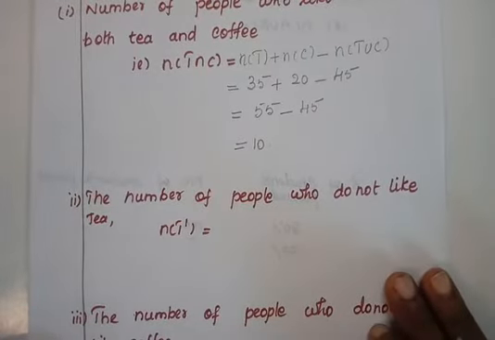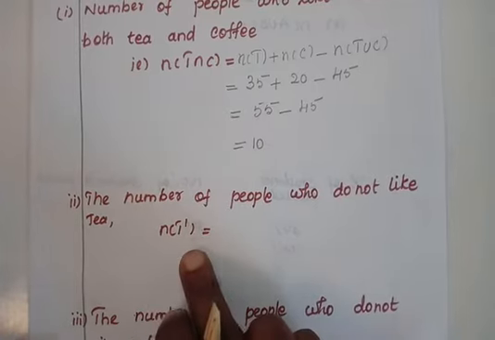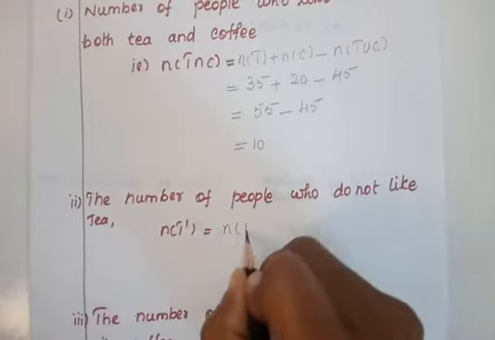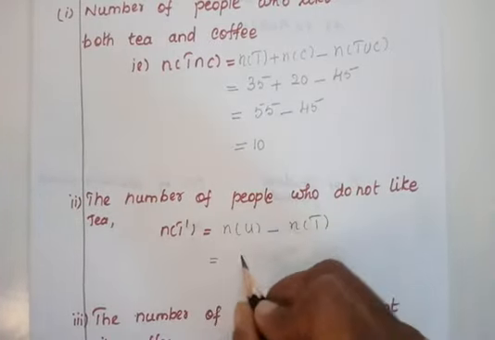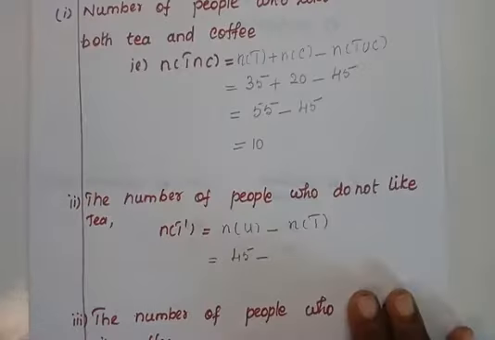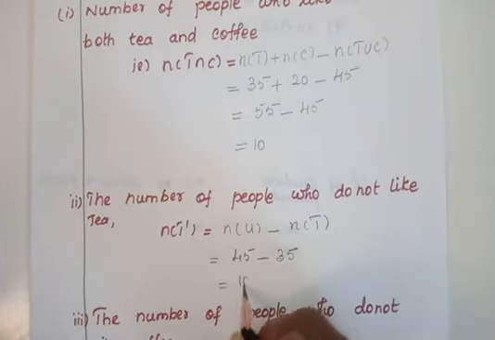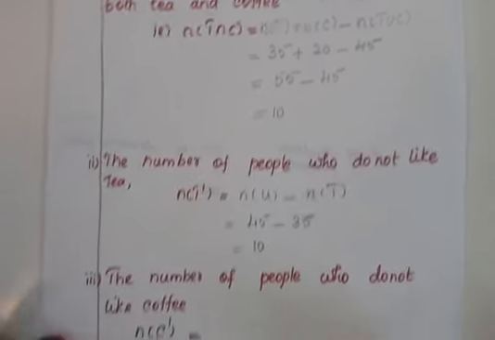Second question, the number of people who do not like tea. That is n(T') that you have to find out. n(T') equals n(U) minus n(T). What is the value of n(U)? 45 minus n(T), which is 35, equals 10. So 10 people do not like tea.